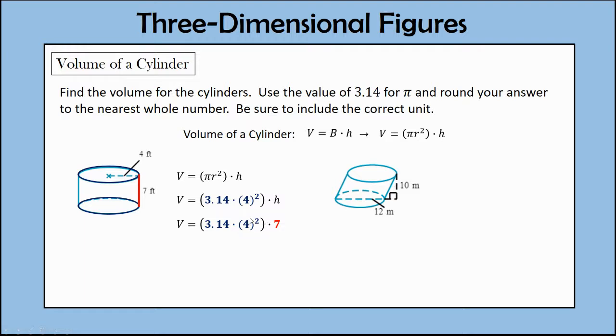Okay, you got to square the 4 first. The square is not applied to the 3.14, it's only to the 4. So 4 squared, then times 3.14, then times 7. And if I go back up here, it says round your answer to the nearest whole number.